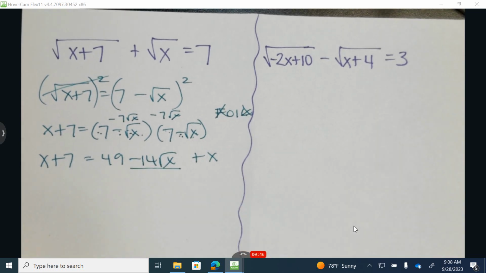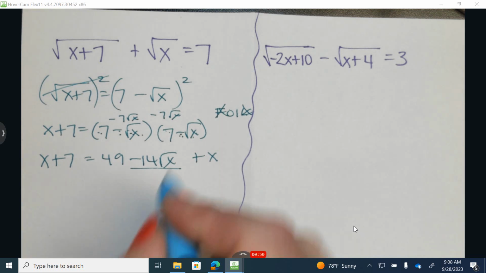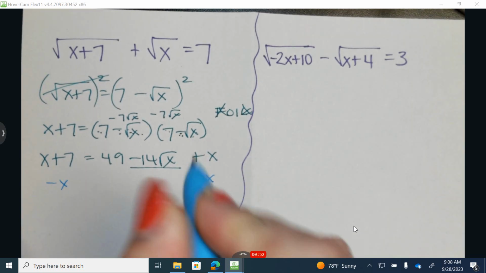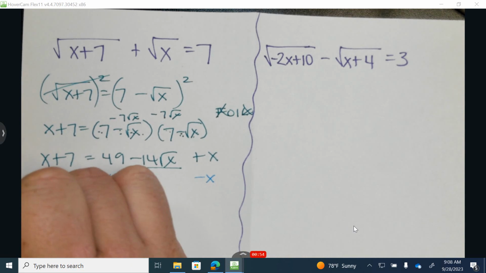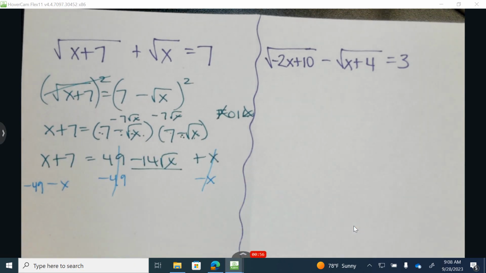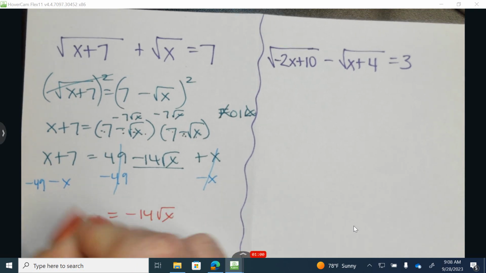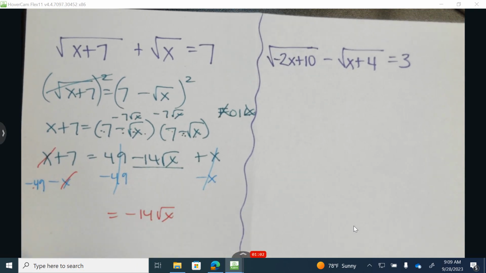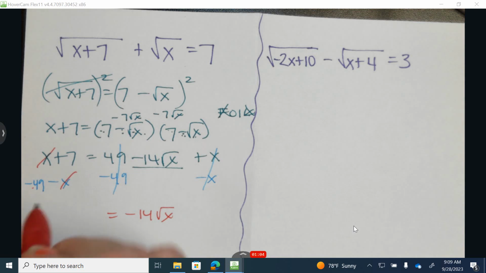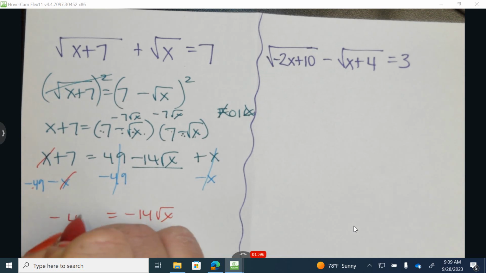My goal is to get this by itself. So in order to do that, I'm going to move the other items to the left using inverse operations. Cancel and cancel. I'm left with negative 14 square roots of x equals, the x's cancel, and a negative 49 and a positive 7 is a negative 42.